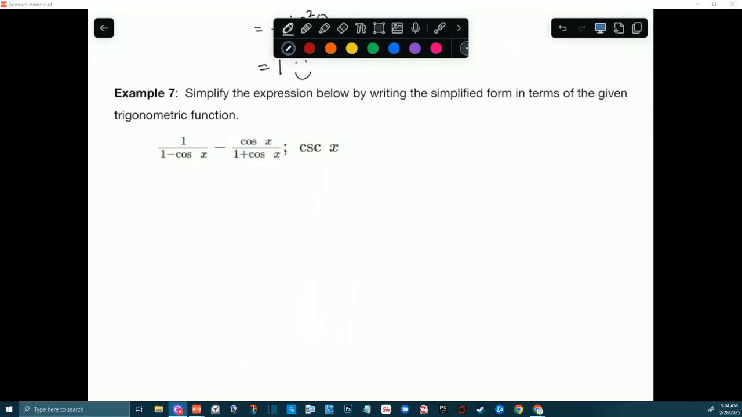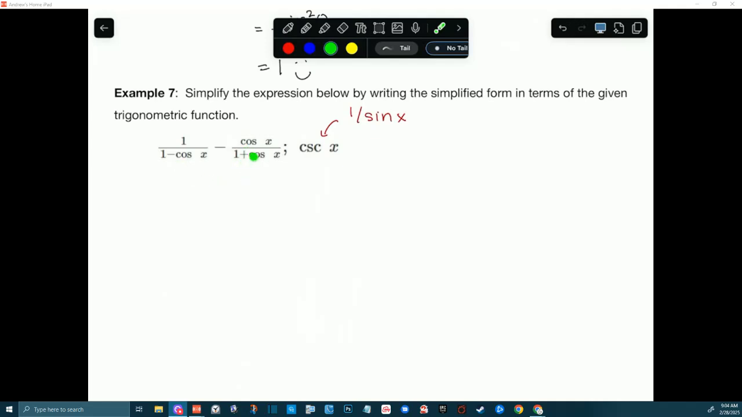So I see a few things with this expression. First, I know cosecant is 1 over sine. And I don't see any sines in my expression. I need to get some sine x in there somehow. The other thing that I spy as an experienced mathematician is I see the first denominator is 1 minus cos. The second denominator is 1 plus cos.